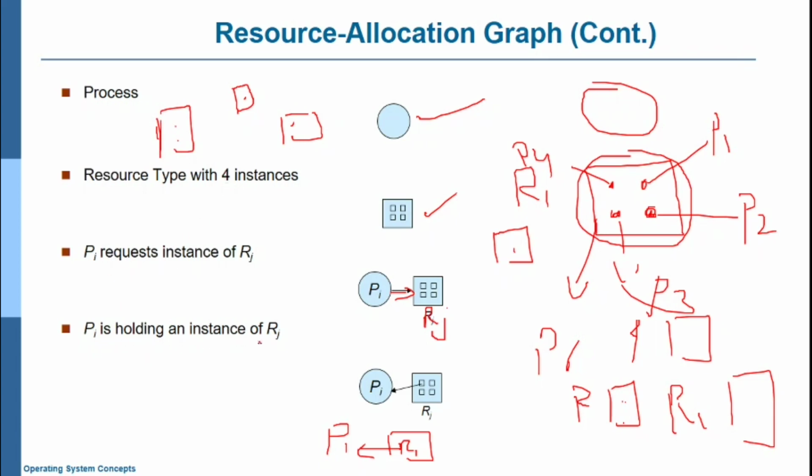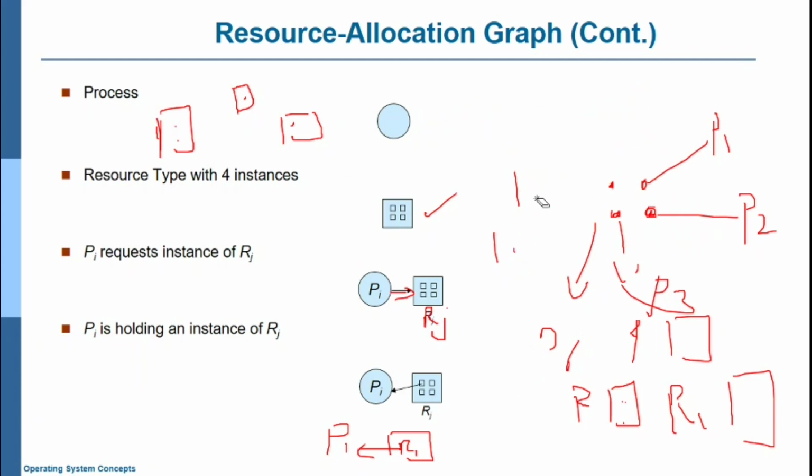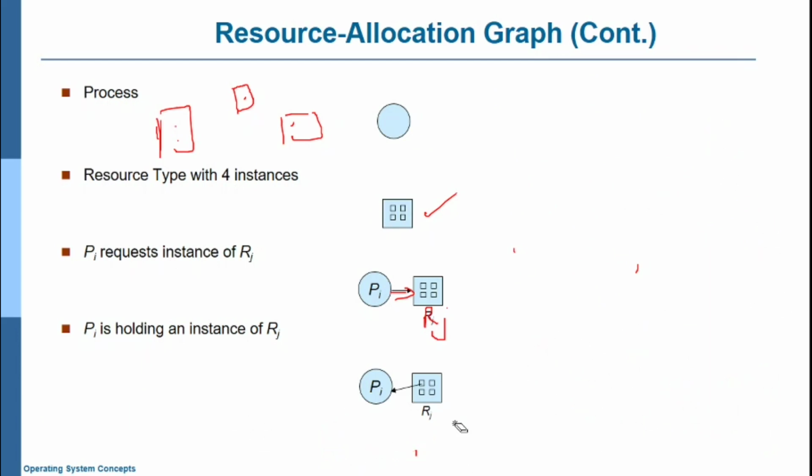Pi is holding an instance of Rj. So Pi is already holding this resource Rj, and Pi requests an instance of Rj means Pi is requesting this resource Rj. So this is how the allocation graph is represented. We'll see next how the graph allocation is done for the particular resources and the resource type.